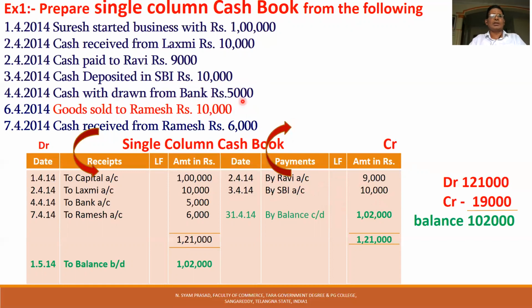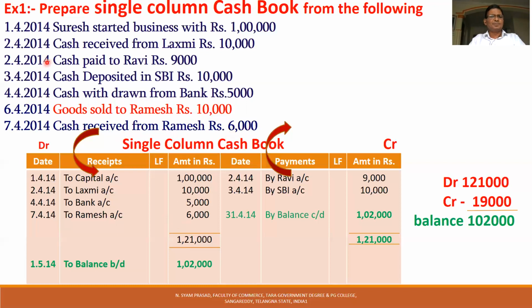Cash withdrawn from bank 5,000. On fourth, we withdrew cash from the bank, so 5,000 is coming into the business, debit side. Goods sold to Ramesh 10,000. This is a credit transaction. Whenever a personal account appears in a transaction, it is deemed to be a credit transaction. So the entry is Ramesh account to sales account, which does not appear in the cash book. This goes to the sales book. So the sixth transaction does not come here; it is ignored. Cash received from Ramesh: we received cash from Ramesh, the cash coming in is 6,000.